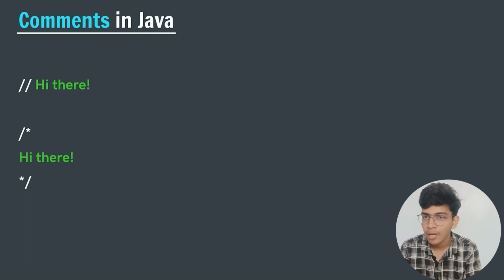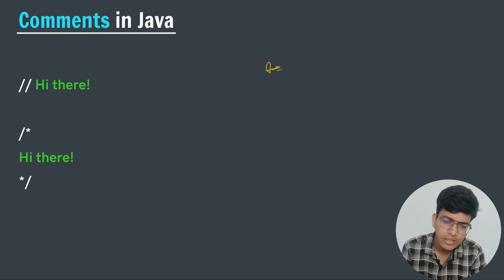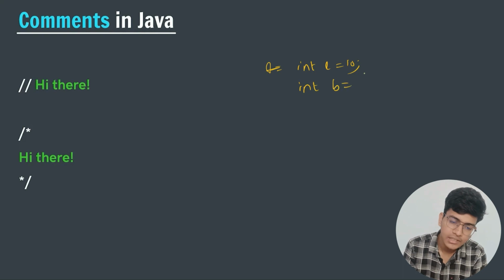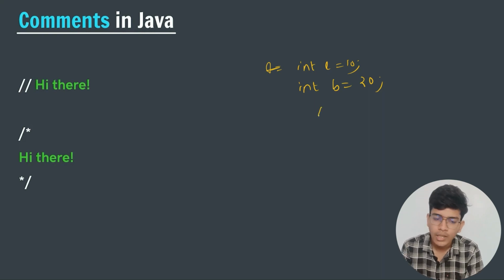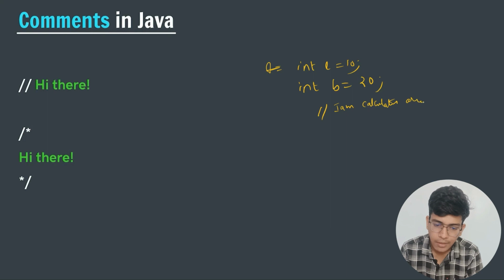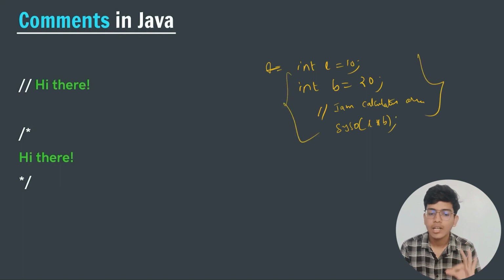Suppose I am writing a calculation of the area of a rectangle. So what will I write? int L is equals to 10. After that, int breadth is equals to 20. After that I am calculating. If I want to describe what I am doing in my code, I will write 2 slashes. After that I will write my comment: I am calculating area. After that, I'm writing System.out.print L into B. So it will calculate the area of that rectangle.